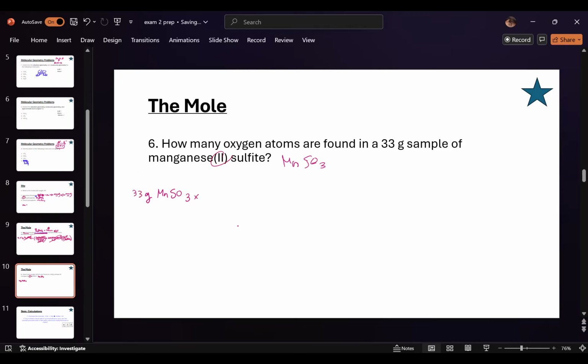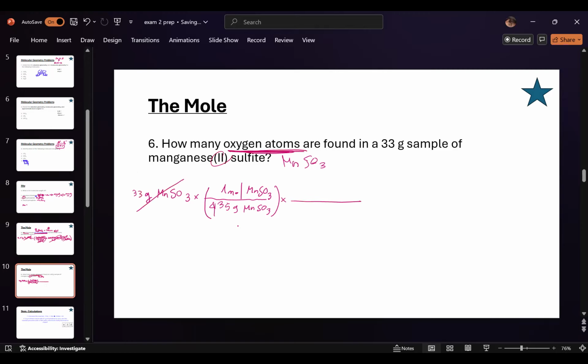Then you're going to go from grams to moles. So you're going to use the molecular weight of manganese 2 sulfite. You're going to find that it will be around 435 grams of MnSO3 over 1 mole of MnSO3. Alrighty, then you want to find oxygen atoms.